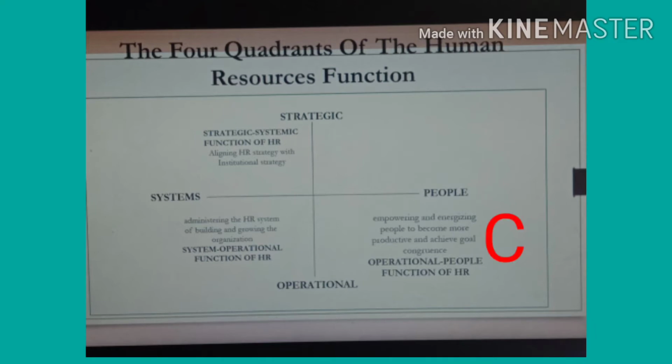Quadrant C is the operational people dimension of human resources. Quadrant C defines the human resources function as it enables people to give their very best to the organization, while it packages the organizational purposes and commitment down to each and every individual.